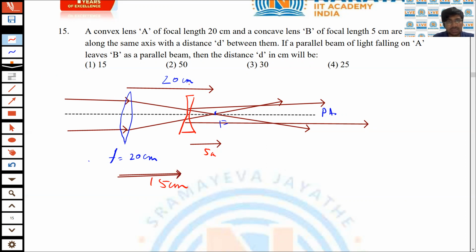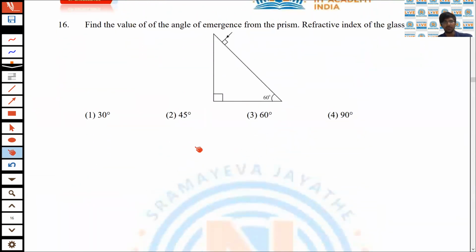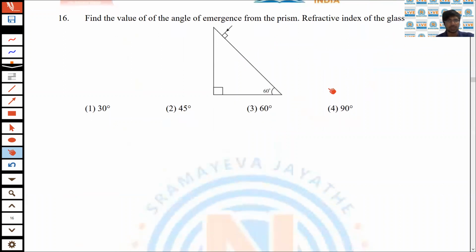So it is being asked that the distance d, which is the distance between both these lenses, has to be 15 centimeters. All right. So this is the 15th question. Let's come to the 16th one. Find the value of angle of emergence from the prism. Refractive index of glass is √3.